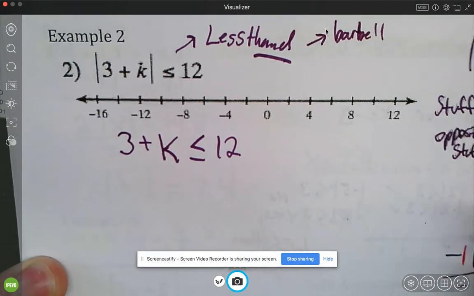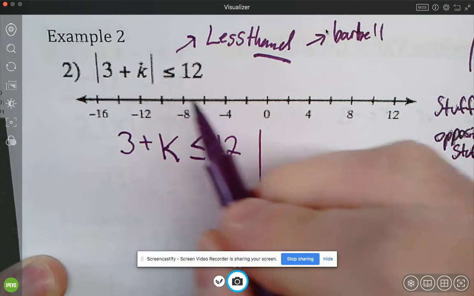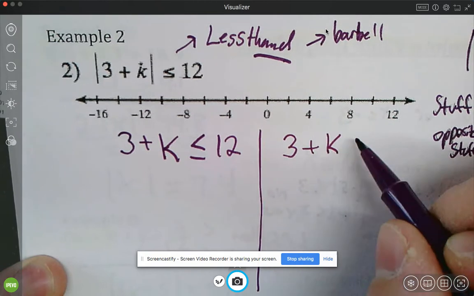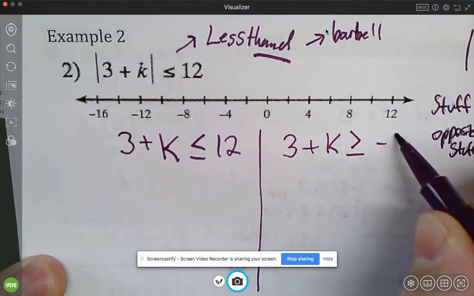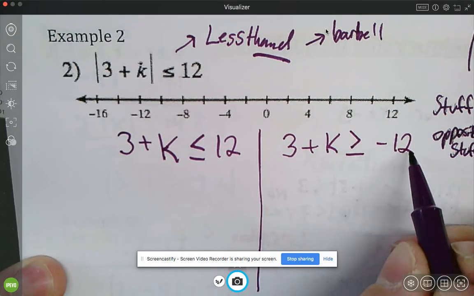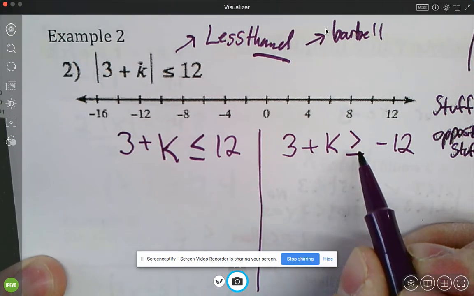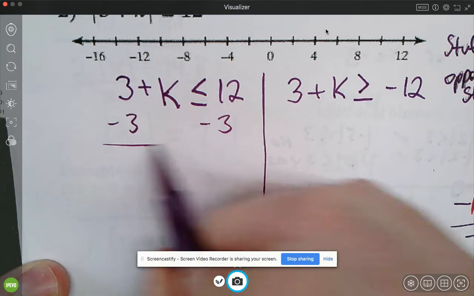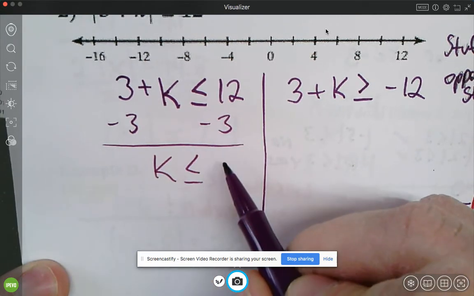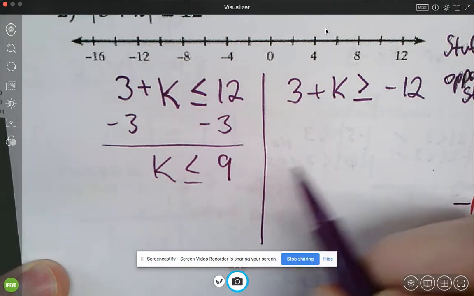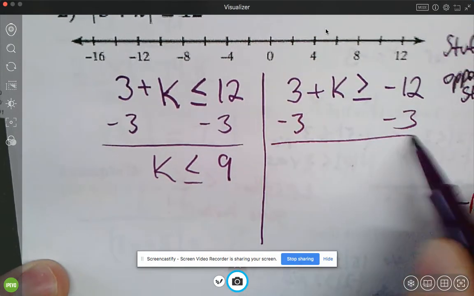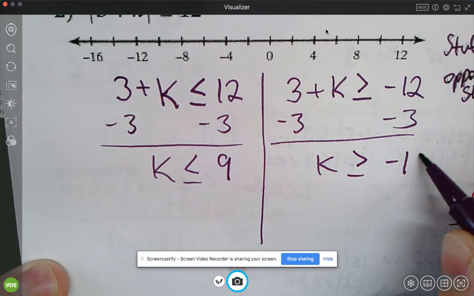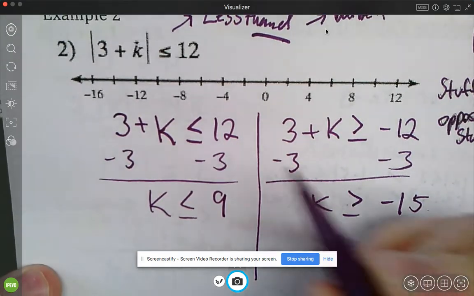Okay, so now can someone tell me the other equation? See if you can do that. So it'd be 3 plus k is greater than or equal to negative 12. So again, you're still going to do the negative version of this, but we're going to switch it from less than or equal to greater than or equal to. So now we're going to solve. Minus 3, k is less than or equal to 9. And then over here, minus 3, k is greater than or equal to negative 15.